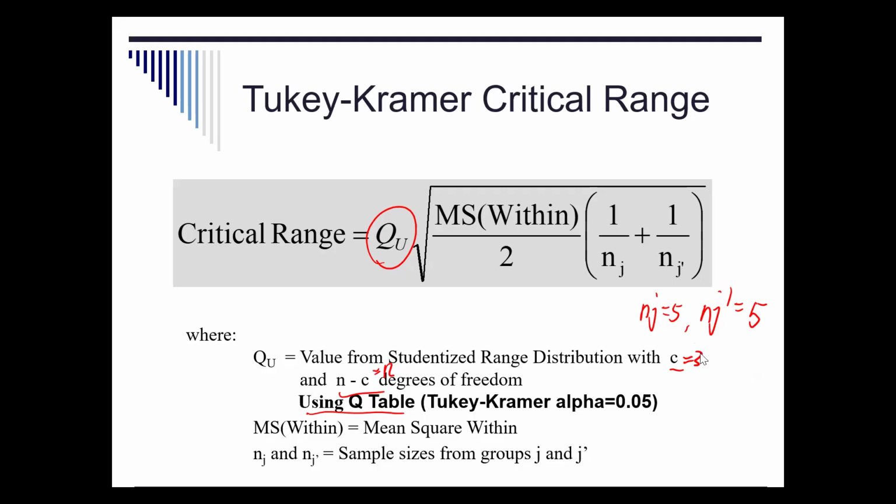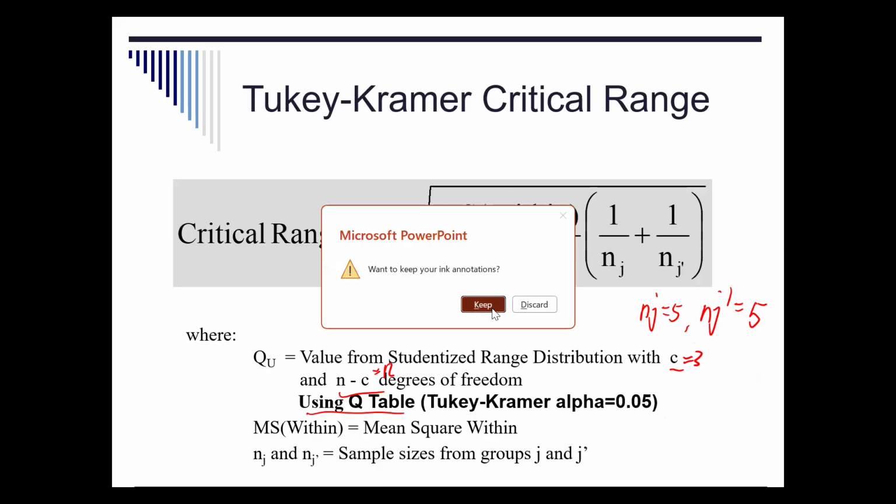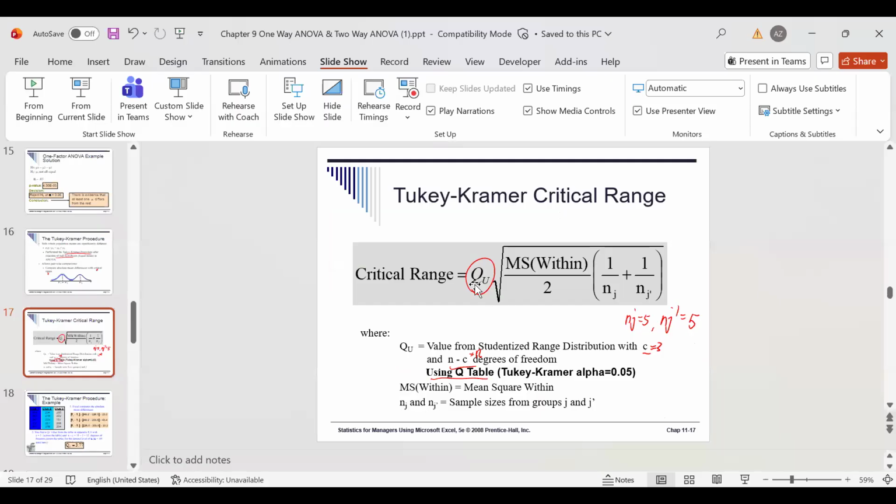So 3, 12. And that will give us the Tukey-Kramer, alpha is 0.05, right? So using the Q table, let me show you how to look up in the Q table for the QU, right? The critical standardized range distribution value.